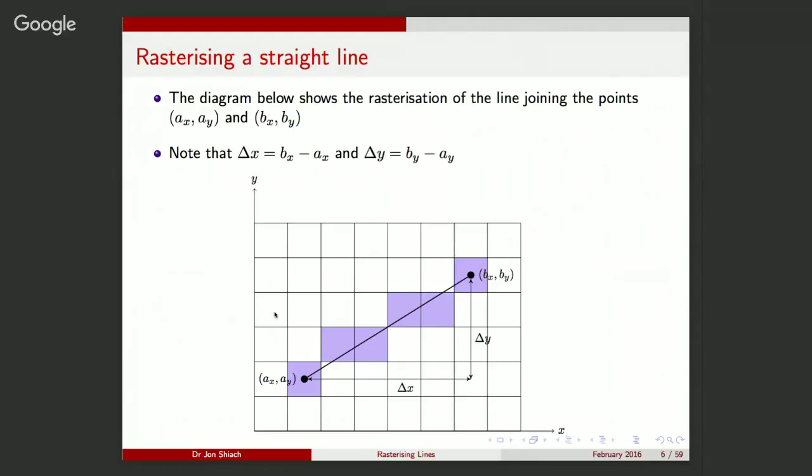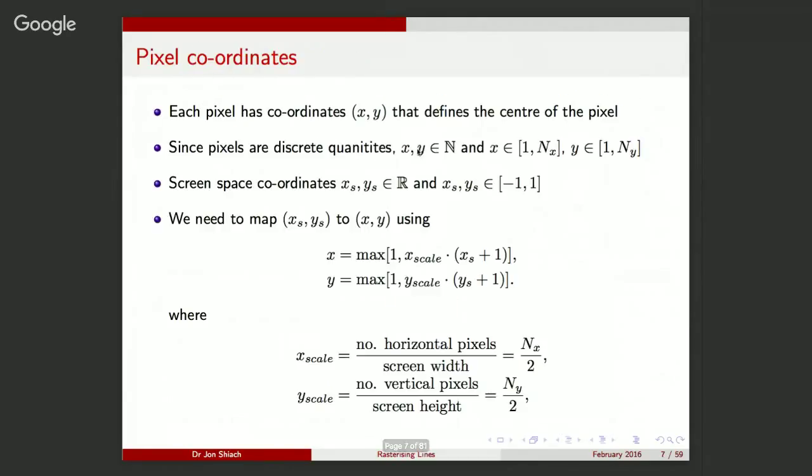One thing you're going to note is, and I'm going to use delta X and delta Y in a minute, is that delta X is a change in the X coordinates from the start position to the end position. So in other words, delta X is the BX coordinate minus the AX coordinate. Delta Y, similarly, is a change in the Y coordinate. Okay, so this is rasterizing a straight line.